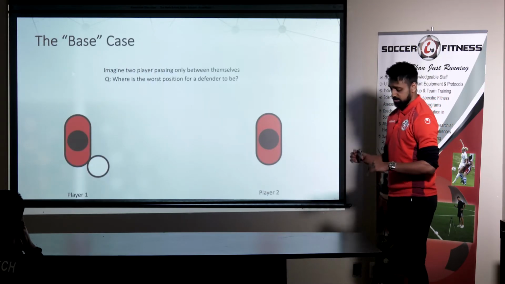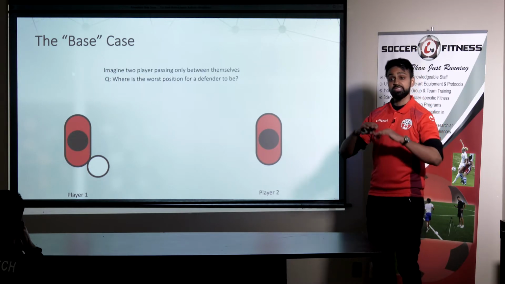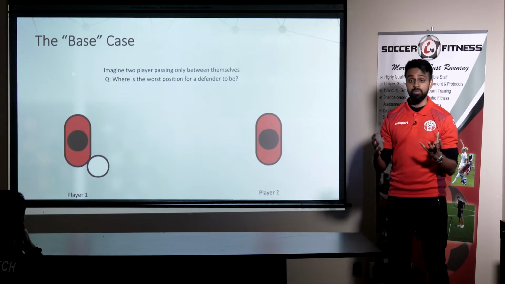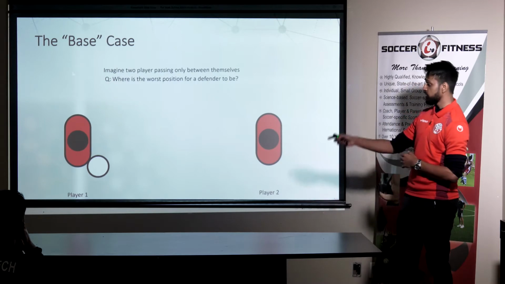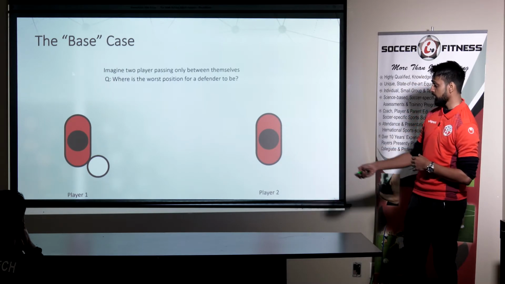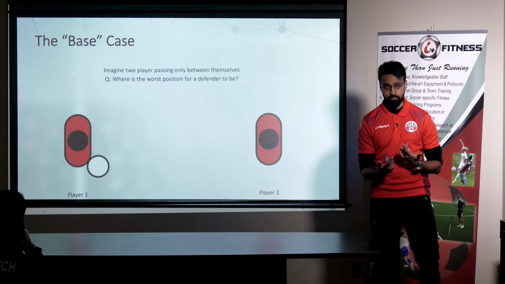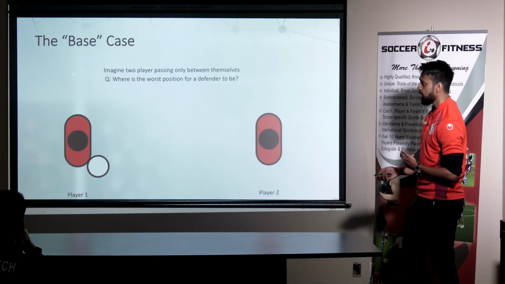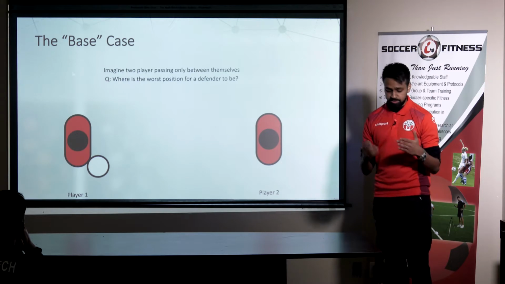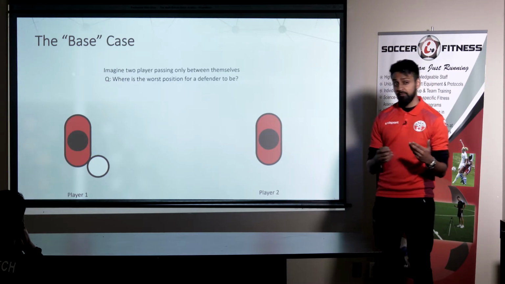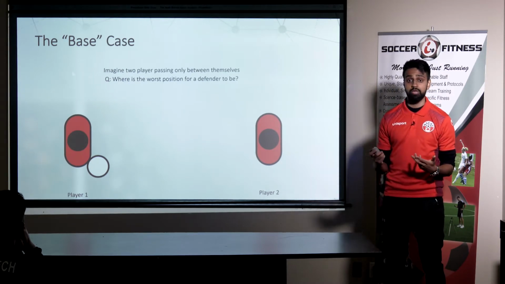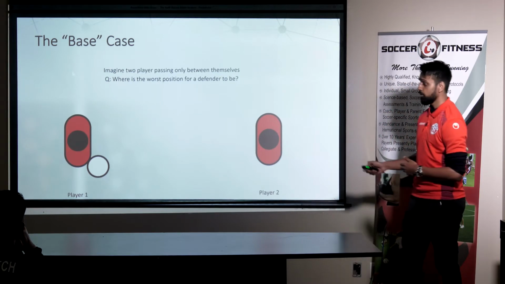All right, we're going to start off with what we call a base case, one of the simplest cases possible. You have two players, player one on the left and player two on the right, and they're passing a ball between themselves. Just two players passing a ball. Where would be the worst position for a defender to be if he was trying to mark these two players and win that ball back?